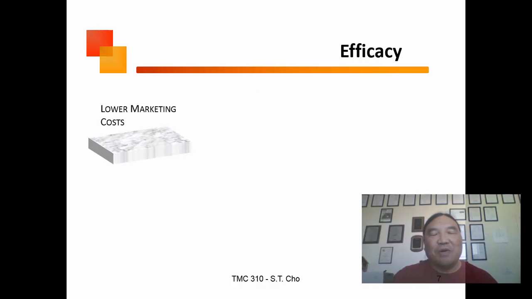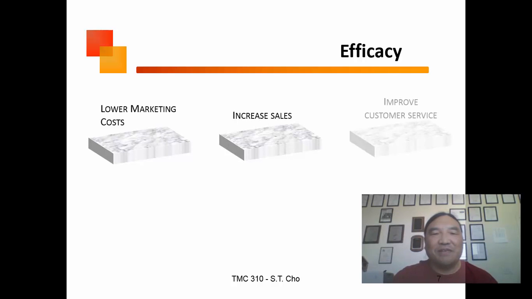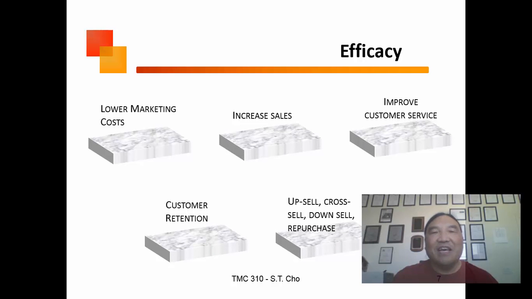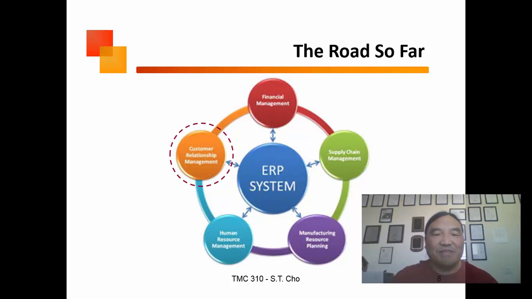And so why should I have a CRM system? Well, it lowers my marketing costs, I get more sales, I improve service, I get customer retention. And not only that, by having a record and understanding of what my customer does, I can start to upsell them, cross-sell them and more.